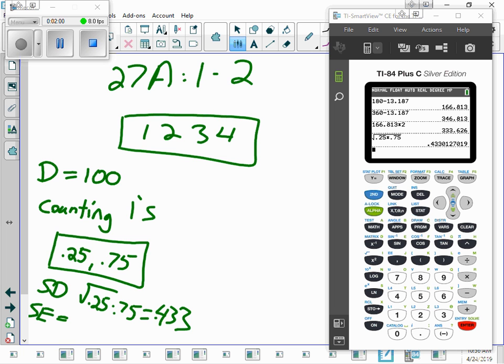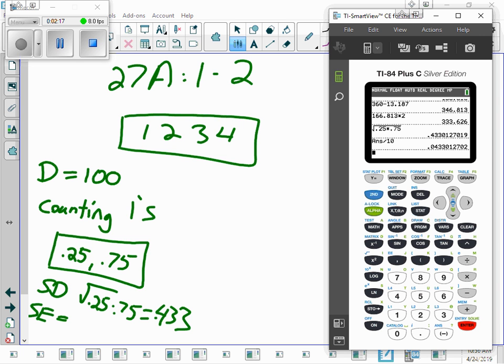What is my SE going to be? Well, which SE do I compute? SEP, because I'm dealing with percentages. So I divide this by the square root of 100, which is 10, and I get 4. They rounded it to 4%. Which means when I do these draws, I'm expected to get 25% ones, give or take 4%.